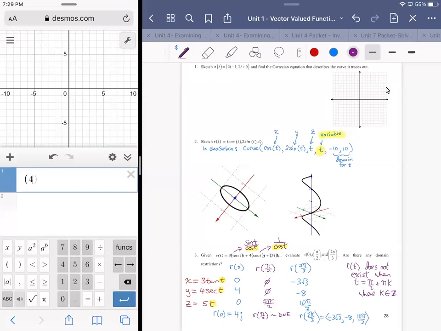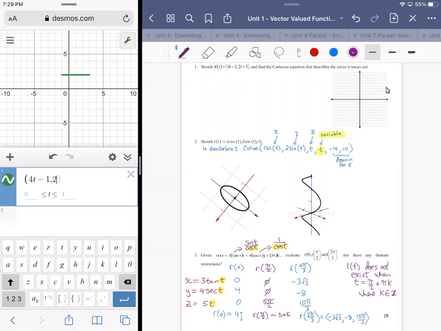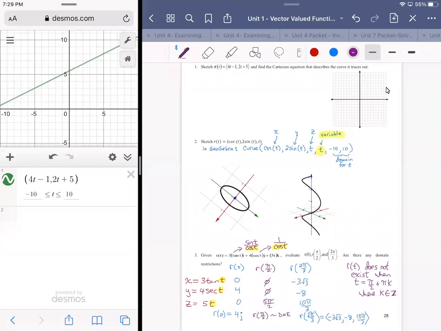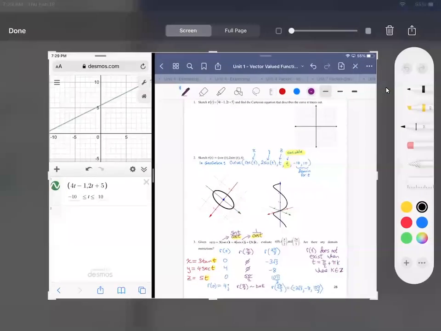4t minus 1. So this is right out of the beginning of the course. So 4t minus 1 comma 2t plus 5. And then we just have to establish what a reasonable domain is for this, right? And you can see here that it's only graphed the interval where t is going from 0 to 1. I need more than that. How about negative 10 to 10? So it'll trace out a line, and get that into my notes.